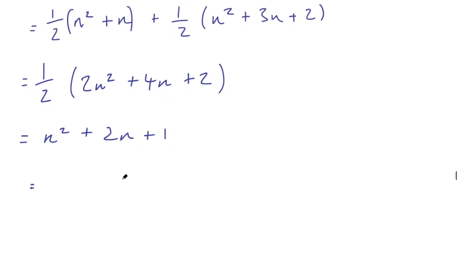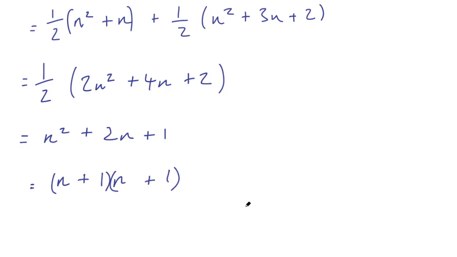And what can I do with this quadratic here? Well, I can actually factorize that into two brackets. So n squared plus 2n plus 1. I need to find two factors of 1 that add to 2. Well, that's pretty simple because the only factors of 1 are 1 and 1, and they add to 2.